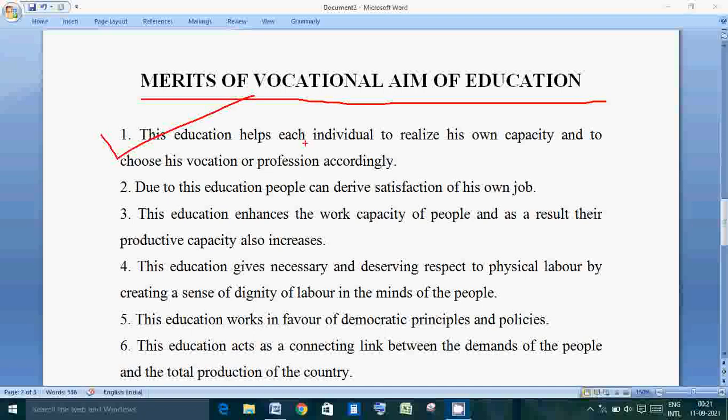And here this vocational aim of education provides those professions and facilities so that individuals can realize and choose their vocation according to their capacity. Next, due to this education, people can derive satisfaction from their own job.